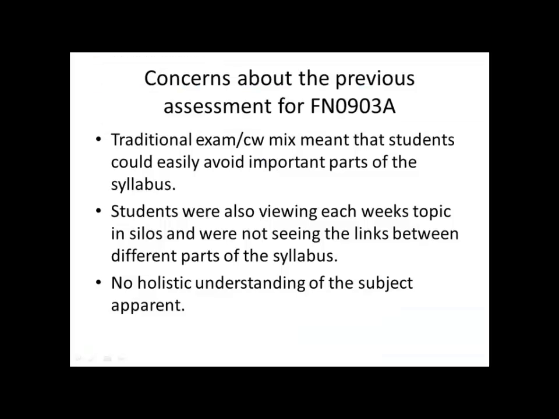I had some concerns about the traditional assessment I was previously using for financial markets and institutions. The biggest concerns were that students often avoided parts of the syllabus, that they treated each week's information as being entirely distinct and unrelated to the previous weeks, and that because of that, students did not have any holistic understanding of the subject as a whole.